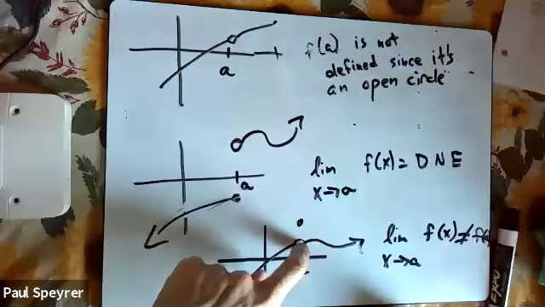All right, continuing with this. We can say a function is continuous from the right at a if the limit as x approaches a from the right of f of x equals f of a. Same thing can be said for approaching it from the left side.